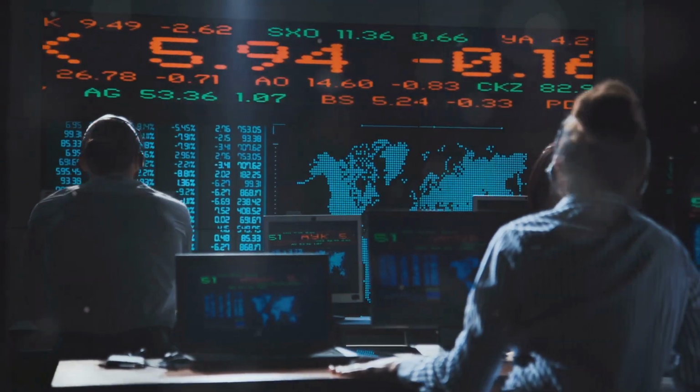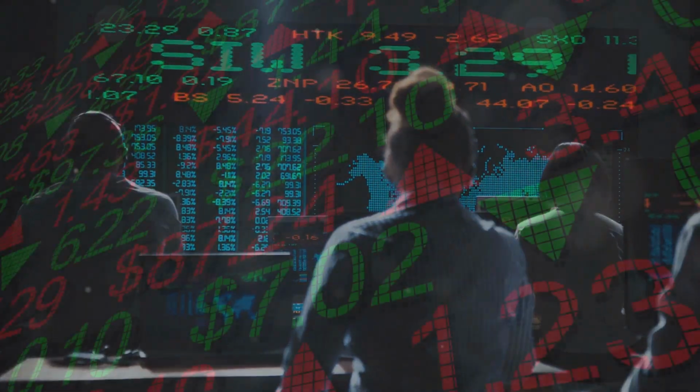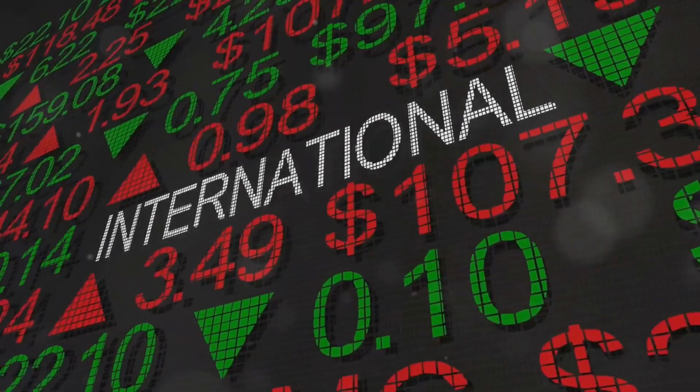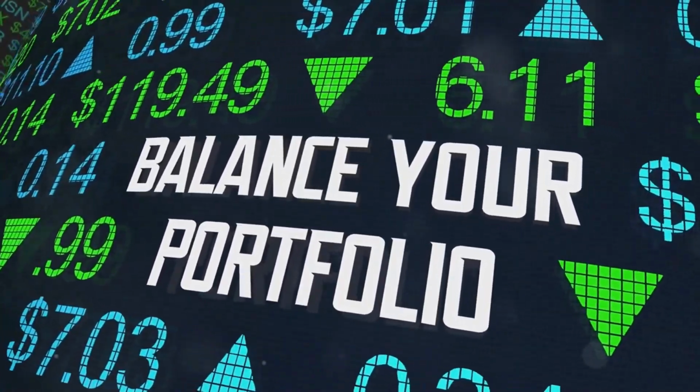Today we're going to discuss how we can navigate the current volatile market environment effectively. So let's start with diversification. Now, moving on to asset allocation.